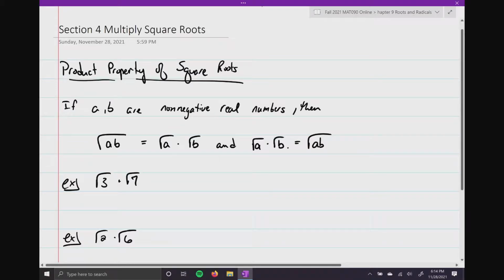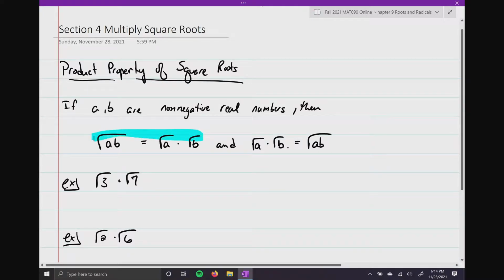Okay, so Chapter 9, Section 4, we're going to be learning about multiplying square roots. So I'd like to start off with just the property, or the product property of square roots, which states that if we have a and b and they're non-negative real numbers, then, now, this first part, and I'll highlight it in blue.